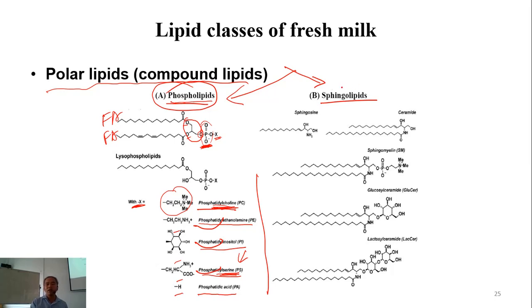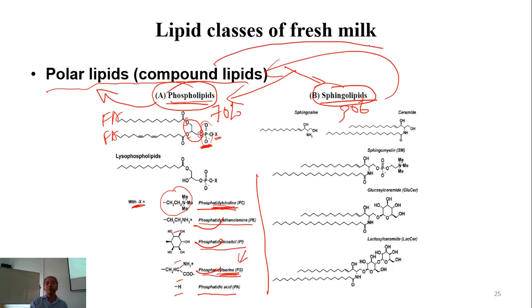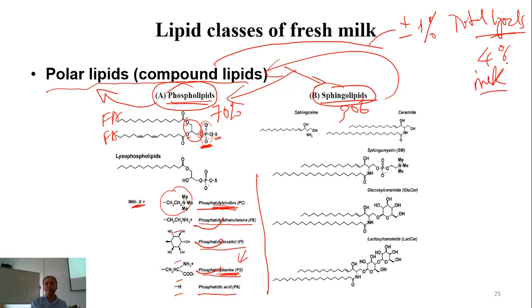Now we have another group in polar lipids, sphingolipids. Normally, phospholipids occupy 70% of the polar lipid fraction, and this one 30%. Together, both of these occupy only more or less 1% of total lipid in milk. Total lipid is 4% of milk. Cow milk contains 4% fat. In this fat, 1% is polar lipid. In this polar lipid, 70% is phospholipids. If you look at the number 70, you may imagine that it's high, but it's not high.